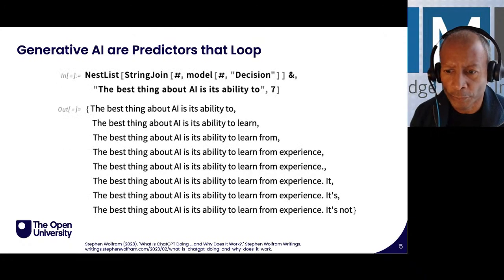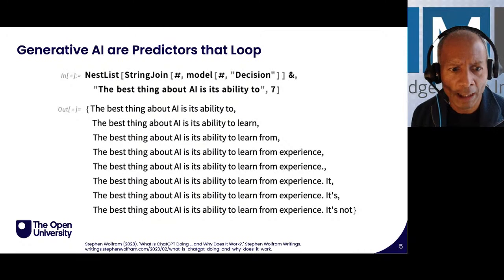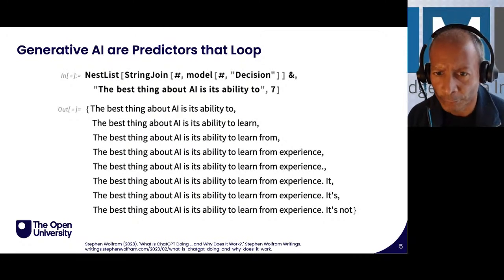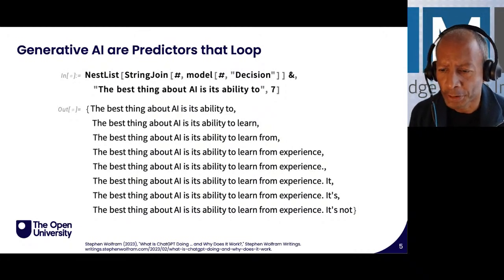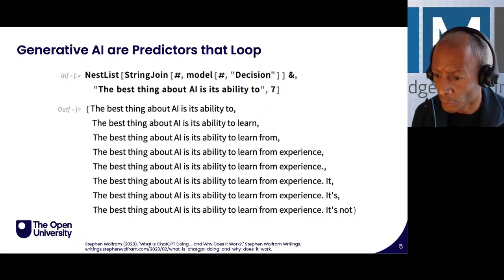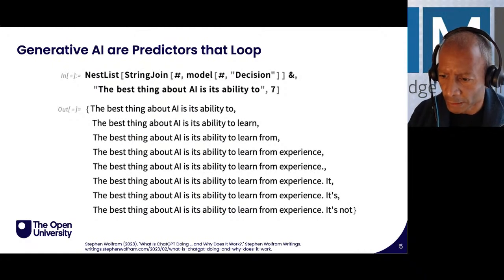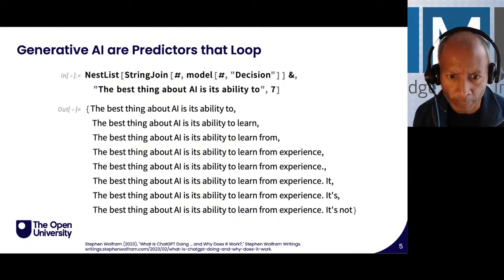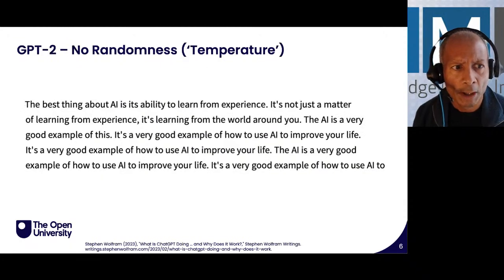It does this over and over again. So here I have a snippet of code at the top saying, take this input, this fragment of a sentence, and then predict the next 7 words. And then it first says, okay, the next word is learn, then from, then experience, then there's some punctuation, then it's, and it's not. So it keeps going around this loop, and then when you get the stream of words, or even if you get a picture, it's predicting one element at a time.